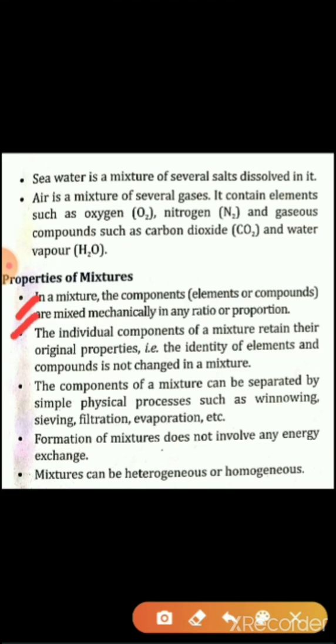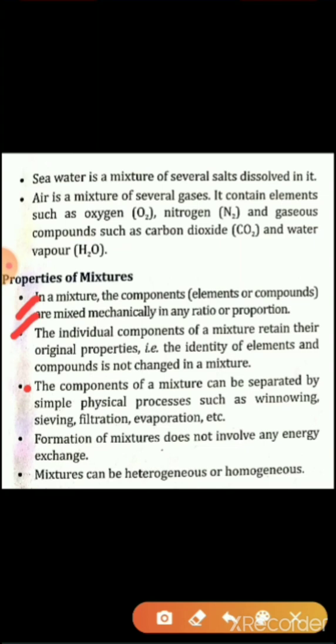The second one: the individual components of a mixture retain their original properties. That means the components, whether element or compound, keep their original properties. They don't lose them. So identification of the elements can be done easily because they don't lose their original properties. The identity of elements and compounds is not changed in a mixture.